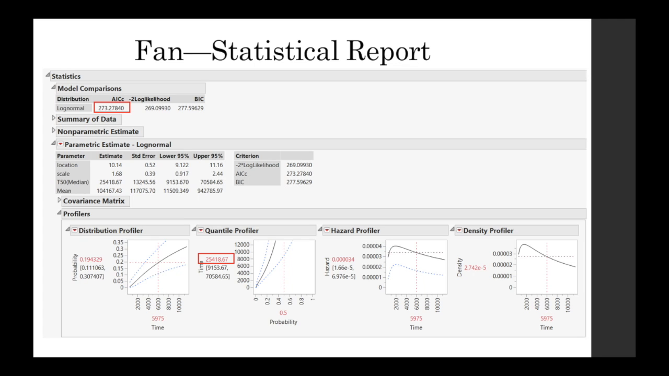We can look at the statistics report to look at the model comparisons, profilers, and more. We can compare the AICC against other distributions, and whichever AICC is the lowest is the most accurate distribution for that dataset. Next, we can look at the profilers, and we can see that they are useful for visualizing the fitted distribution and estimated probabilities. As we can see, the quantile profile here tells us that the median estimate is 25,418 hours.